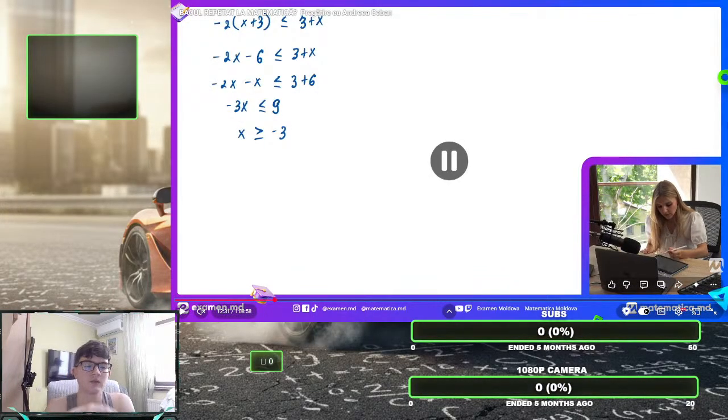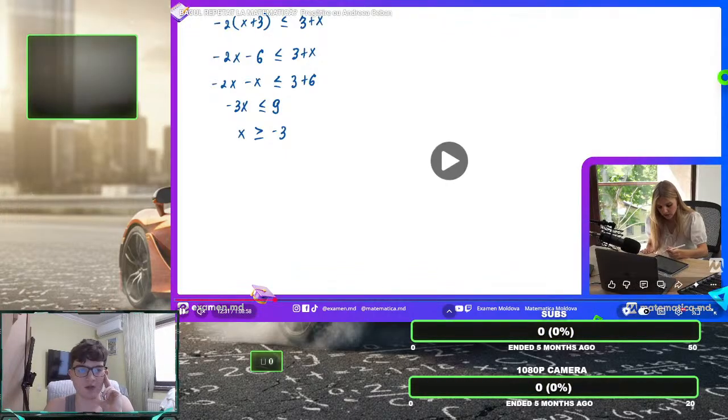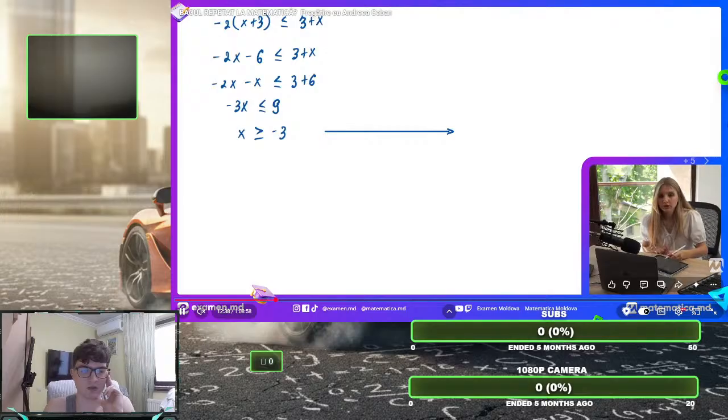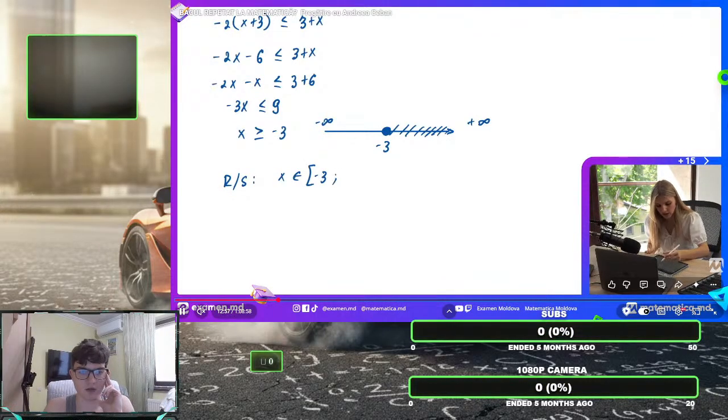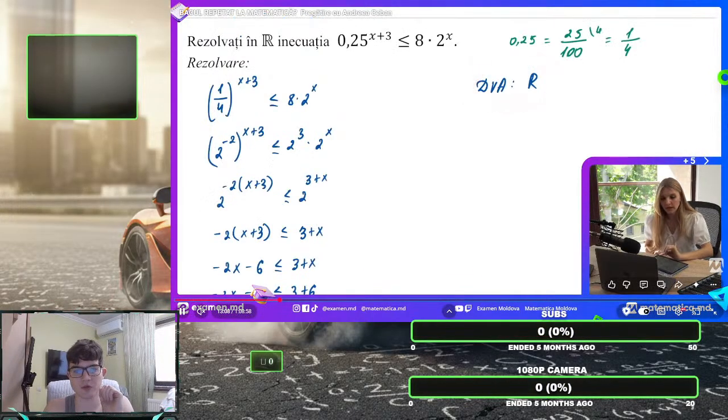Why? Well, I guess that makes sense. It's kind of tricky. When you move a negative number towards the right, you actually need to change the sign. So it's now actually bigger or equal to minus 3. And now we just place that on the graph. And as it is with equal, we just put the parentheses like that, and we move along.